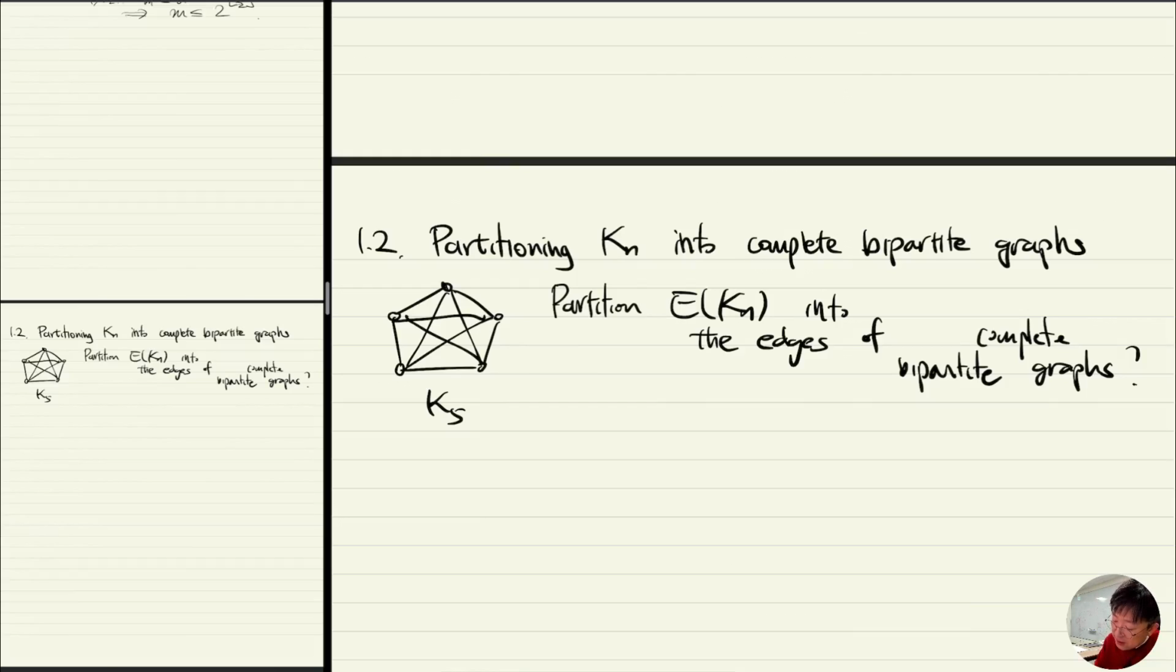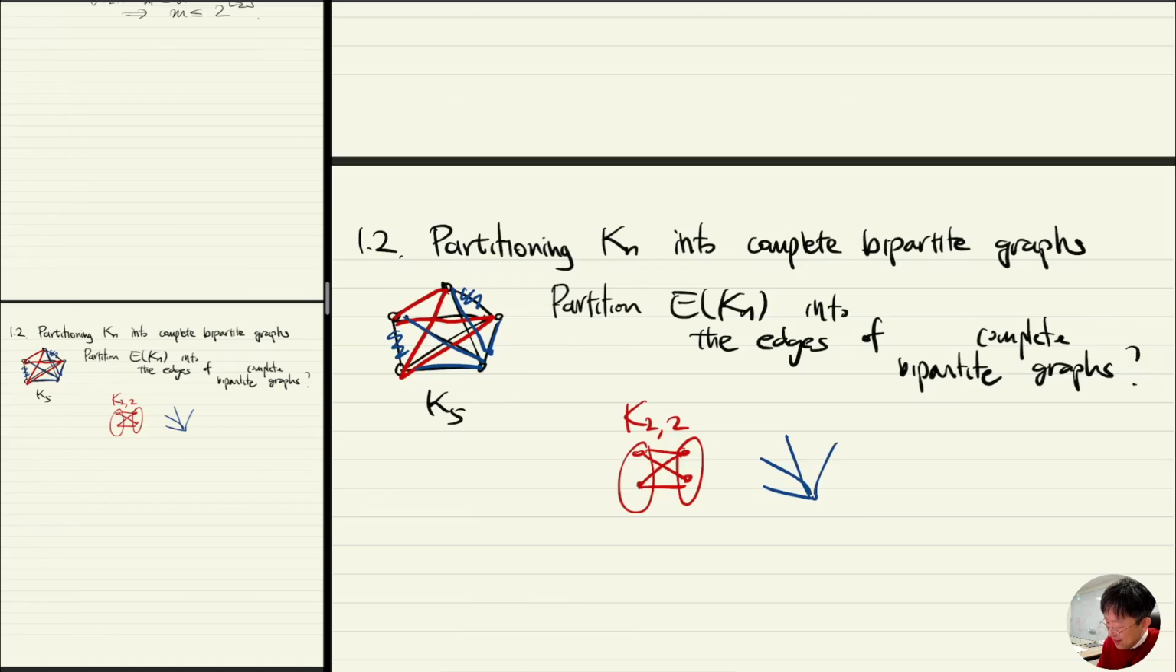So for instance, this is a complete bipartite graph, K22. And then I have, let's say, K14. And then K11. Let's say K2. No, K11. Yeah, that's K14 and then another K11. So I'm using 4 of them. Right? So I use 4 complete bipartite graphs to decompose K5.